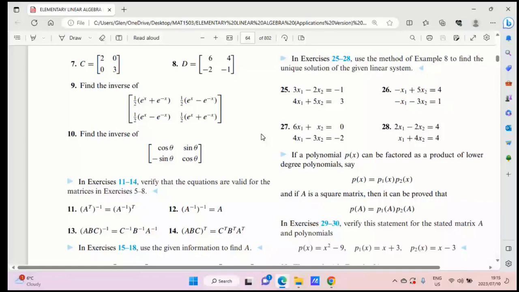Now, if we are all in agreement, can we look at number 13? Open bracket, ABC, close bracket, inverse. They are saying this is equal to C inverse, B inverse, A inverse. Let's verify number 13. Yes, Lerado.